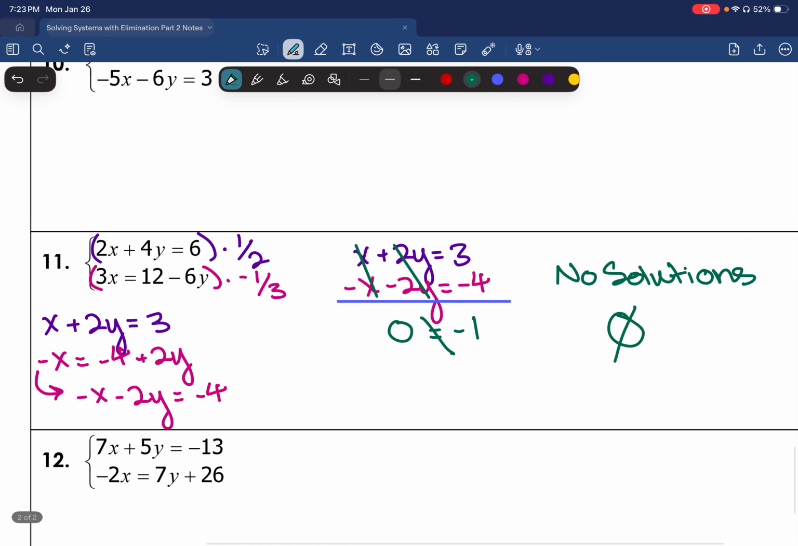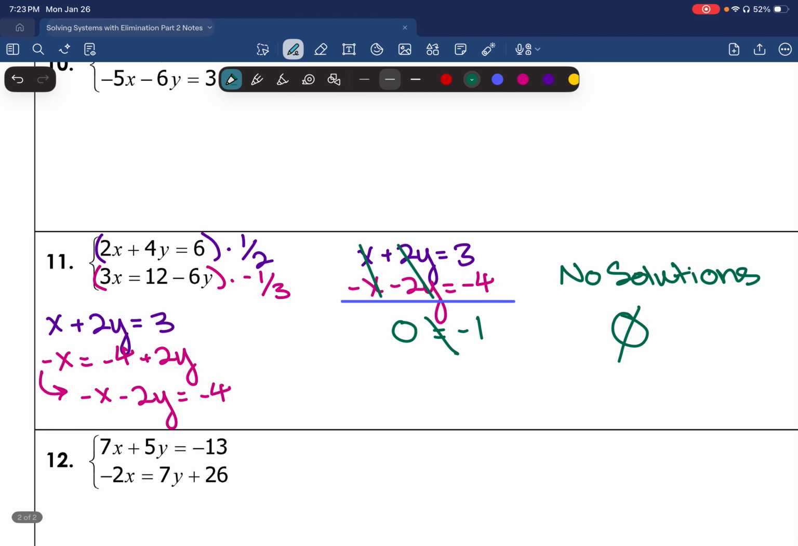I hope me doing these two problems helped. Remember, you can multiply by any factor that you wish. I just picked fractions because it was easier to deal with smaller coefficients and run through the equations.